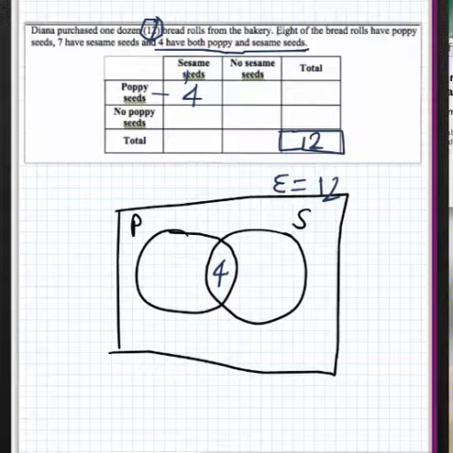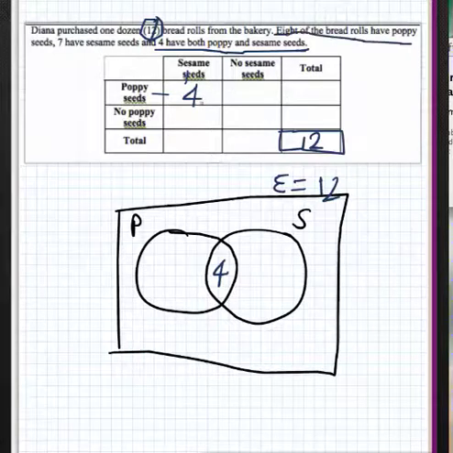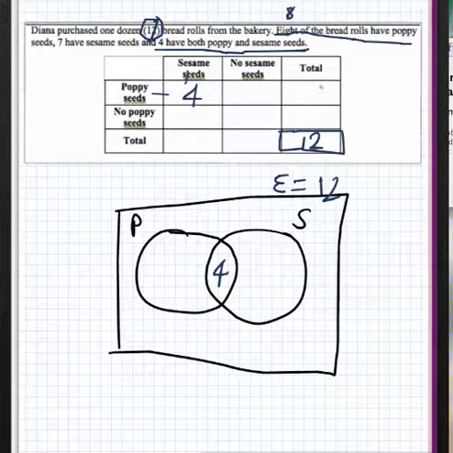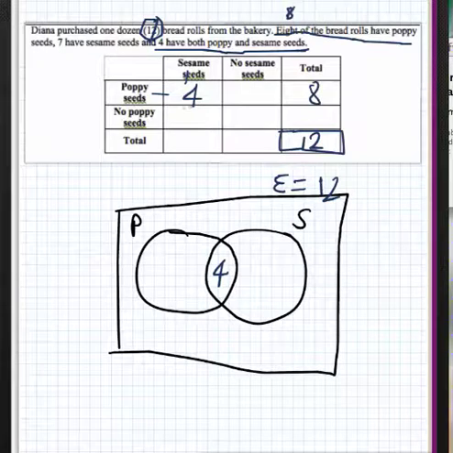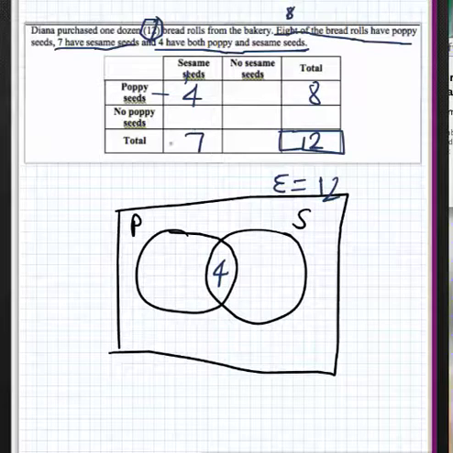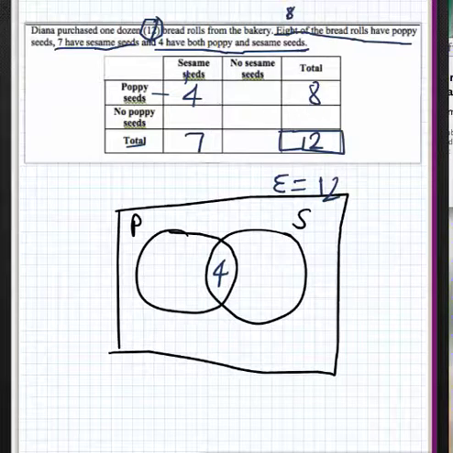Next, it tells us that 8 of the bread rolls have poppy seeds. In a two-way table, if I go to poppy seeds and go across to the total, the total has to be 8. So I can put 8 there. And how many sesame seed rolls do we have? We've got 7. So go to sesame seeds and down to total, and there has to be 7 down there. Where you see total and total, you go across: there are 8 poppy seeds in total. Here, you go up: there are 7 sesame seeds in total.